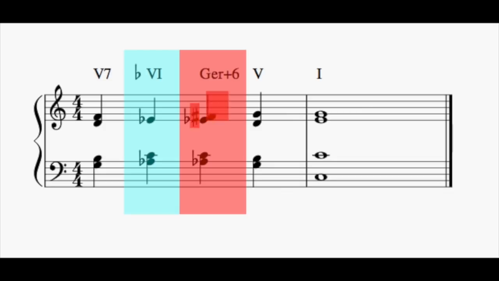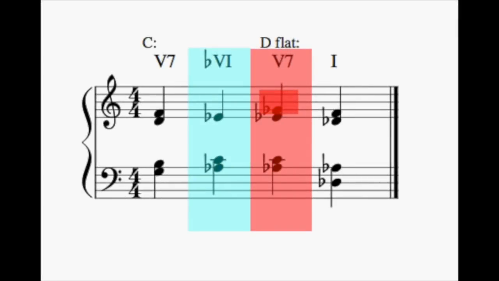If instead we respell the top F sharp as its enharmonic equivalent, G flat, it becomes a 5/7 chord tonicizing the new key of D flat major.